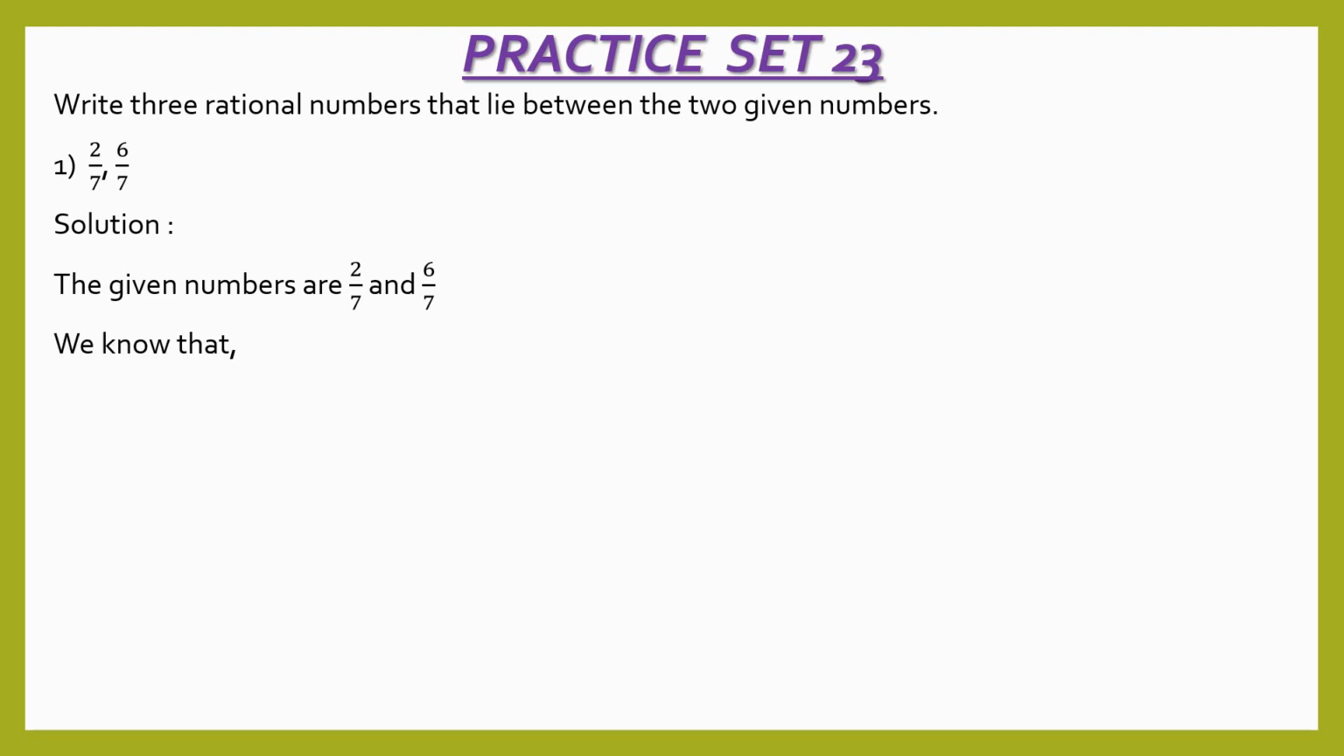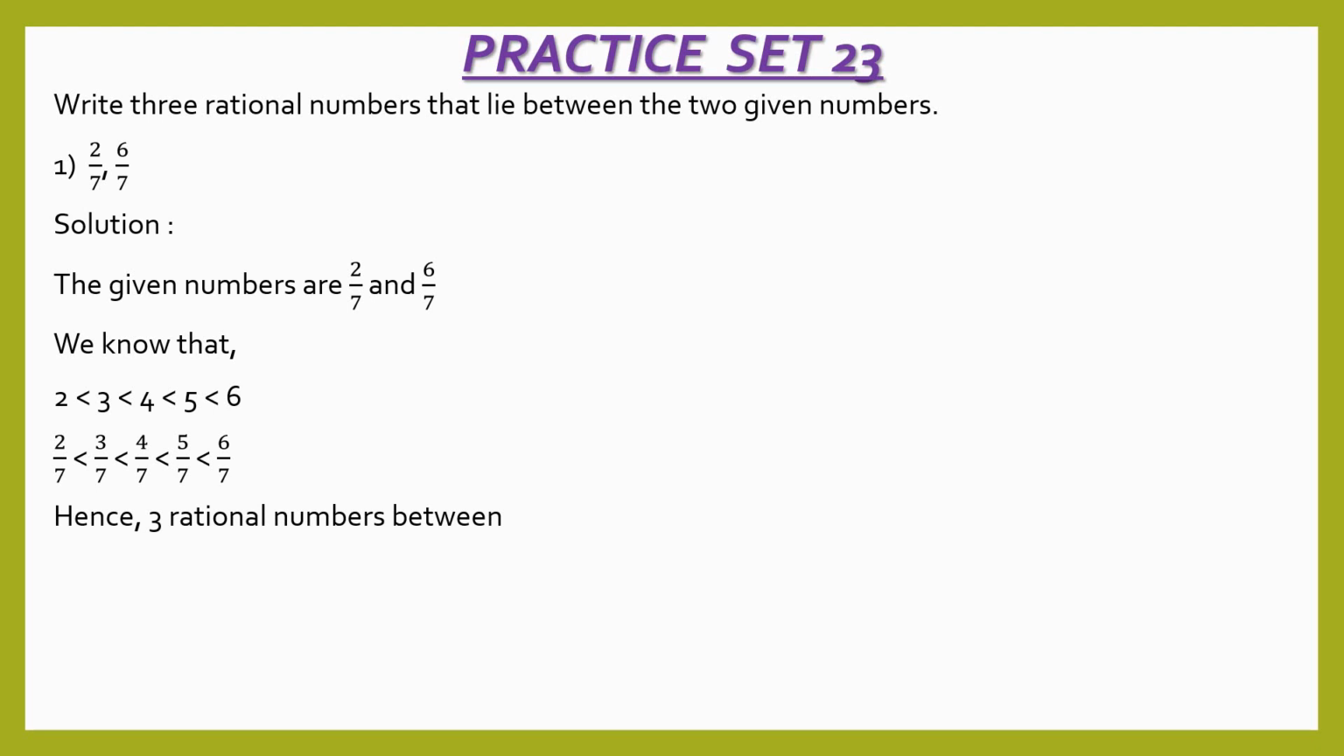We know that between 2 and 6, the numbers which lie are 3, 4, 5. So now dividing the entire numbers by 7, you get 2 upon 7 is less than 3 upon 7, which is less than 4 upon 7, which is less than 5 upon 7, which is less than 6 upon 7. Hence, three rational numbers that lie between 2 upon 7 and 6 upon 7 are 3 upon 7, 4 upon 7, and 5 upon 7.